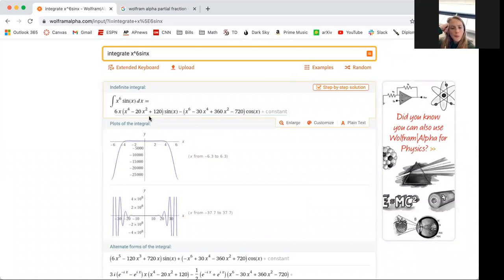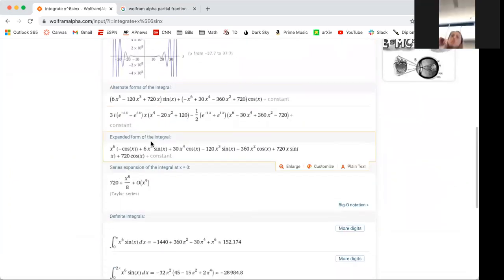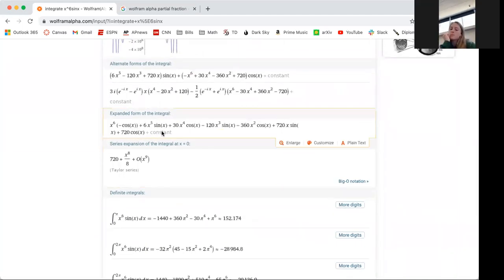And it's a little weird because it decides how it wants to group things. So maybe the best form would be what it's calling the expanded form. And here we can kind of see the integration by parts happening, where these powers keep going down, like we're differentiating those powers and integrating the trig function. So we're going from sine and cosine and bouncing around.